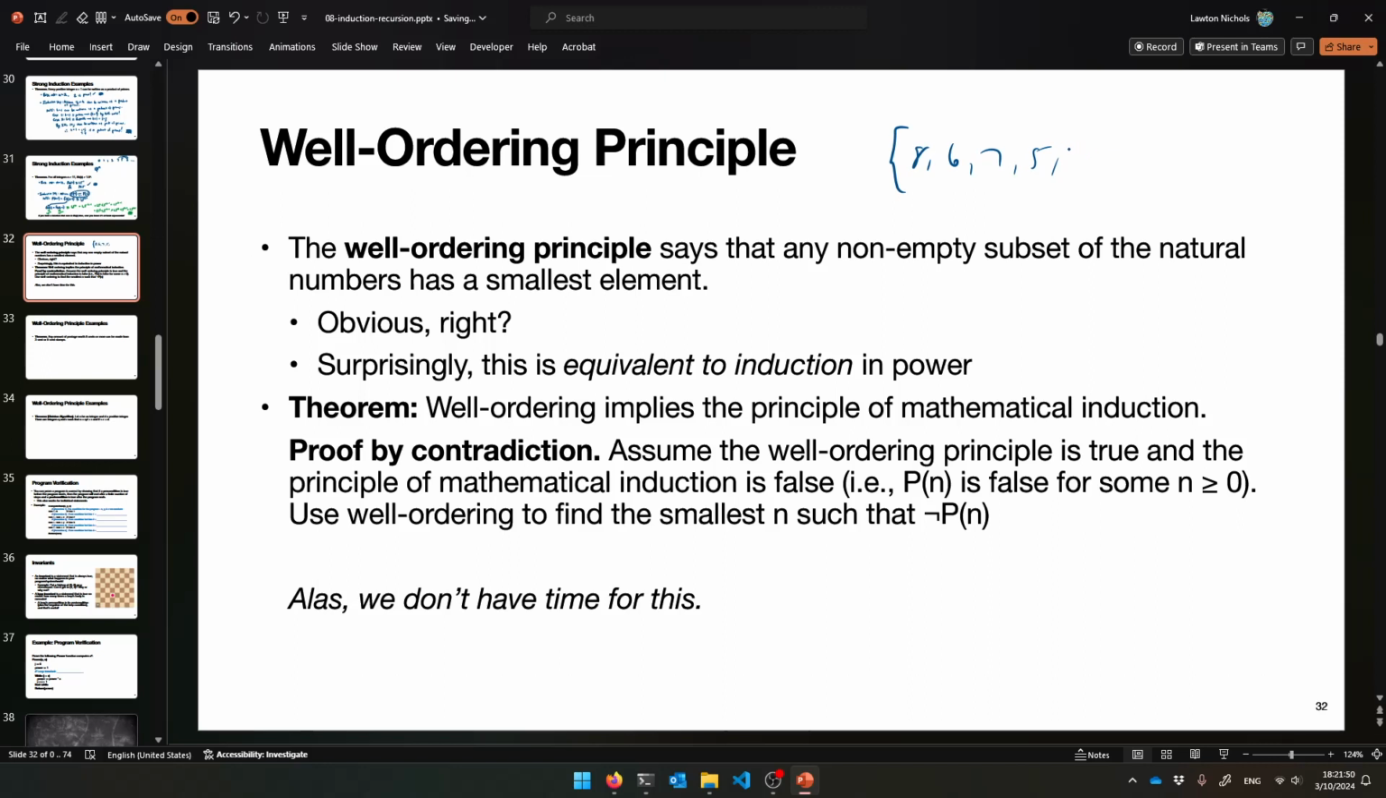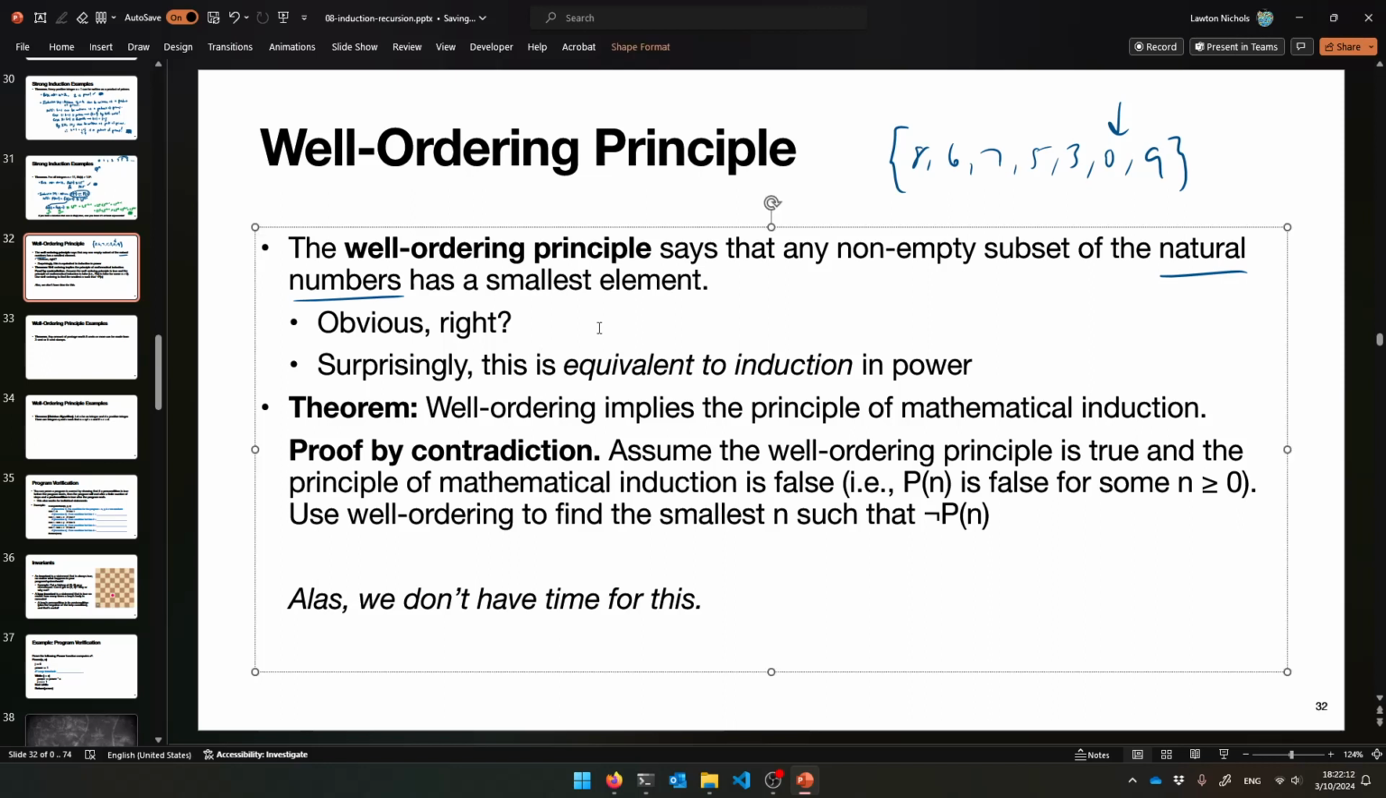You can put whatever you want in your subset. The well-ordering principle just says you can always find the smallest one there. There's always a smallest element. It's got to be natural numbers, though, because the smallest natural number exists, right? So you can always look at the set and find the smallest one. There's like a min function, which is pretty obvious.